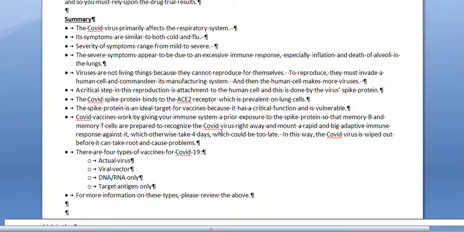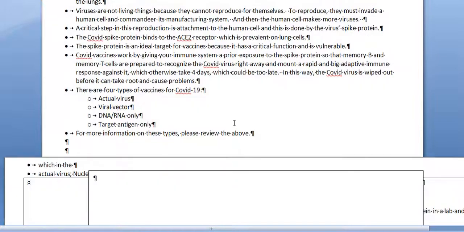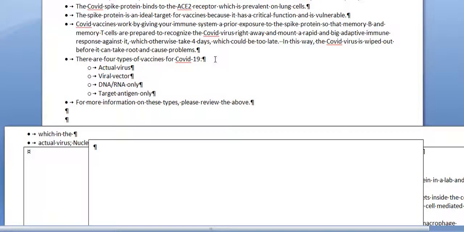So remember, the adaptive system is your cavalry coming to the rescue. It's your heavy hitters, your big guns. But it takes a while, and that can be too late. In this way, the COVID virus is wiped out before it can take root because you're all set for it. You've got to jump on that COVID virus because you know exactly what to expect and you're ready to jump all over it. That's how these vaccines work. They give a prior exposure, get you all ready to recognize it and mount the proper attack on it right away.